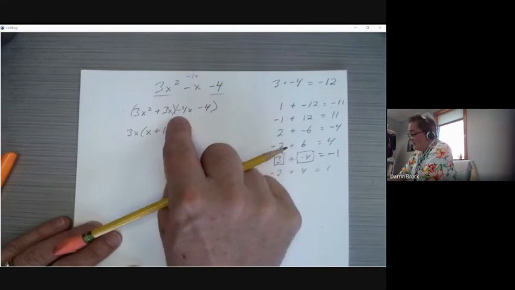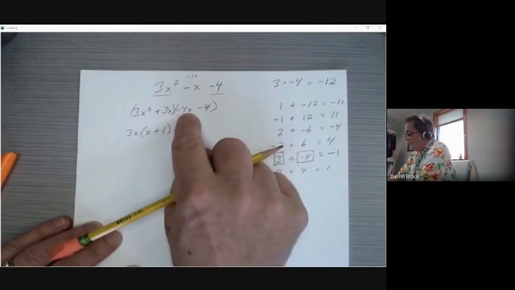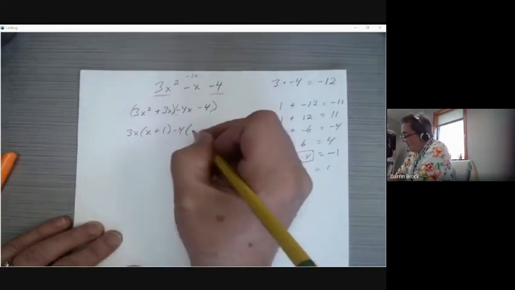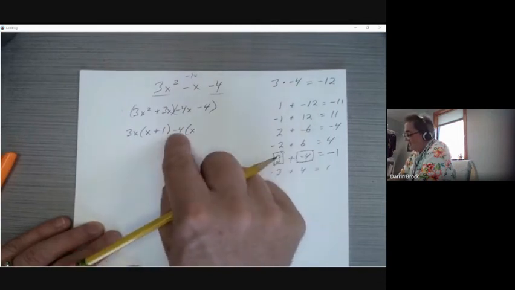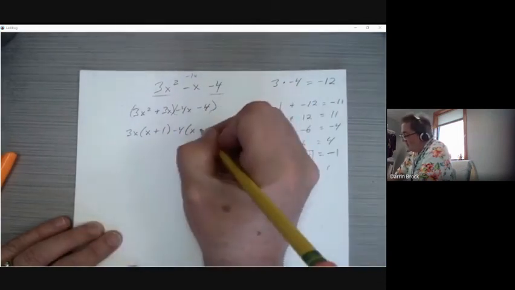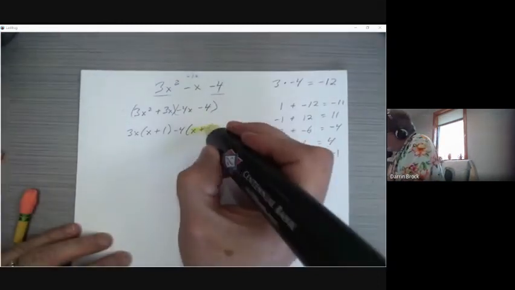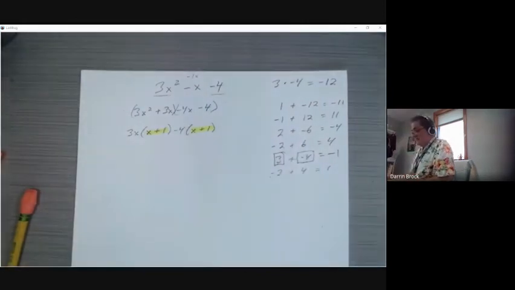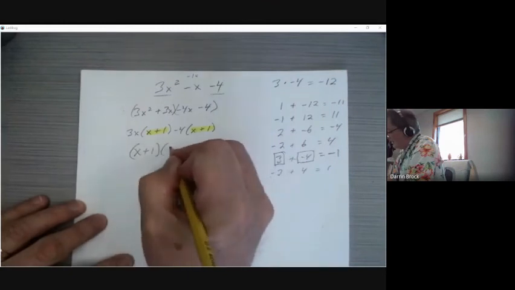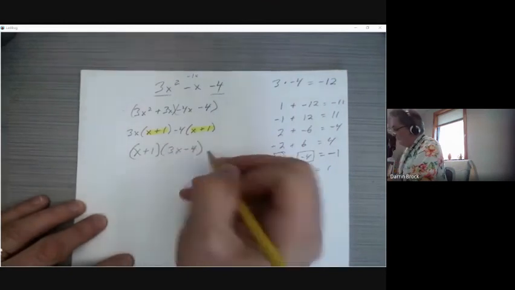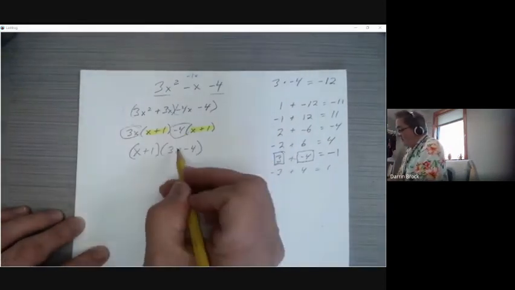What can I factor out of both of those terms? Minus 4. What does that leave? Minus 4x divided by the minus 4, I just need to multiply by an x to get back. What do I need to multiply negative 4 by to get to negative 4? Just 1. Look what we've got. We've got that same binomial, x plus 1, that we can factor out of both terms now. X plus 1 times 3x minus 4. There's the 3x minus 4, right? It goes right there.